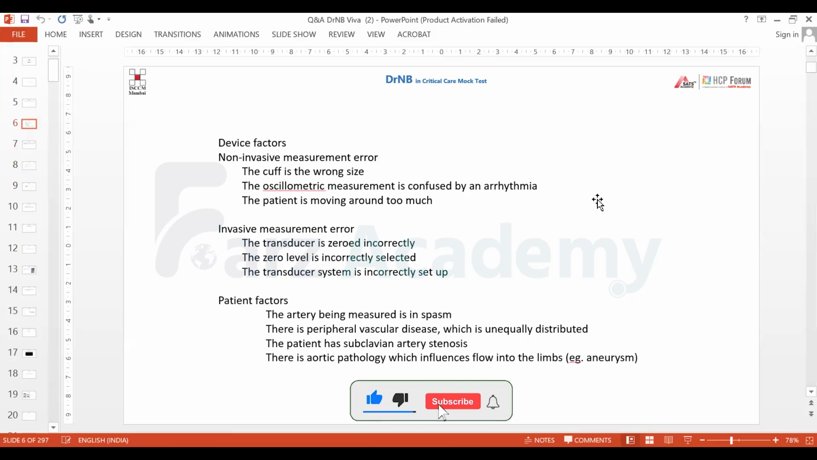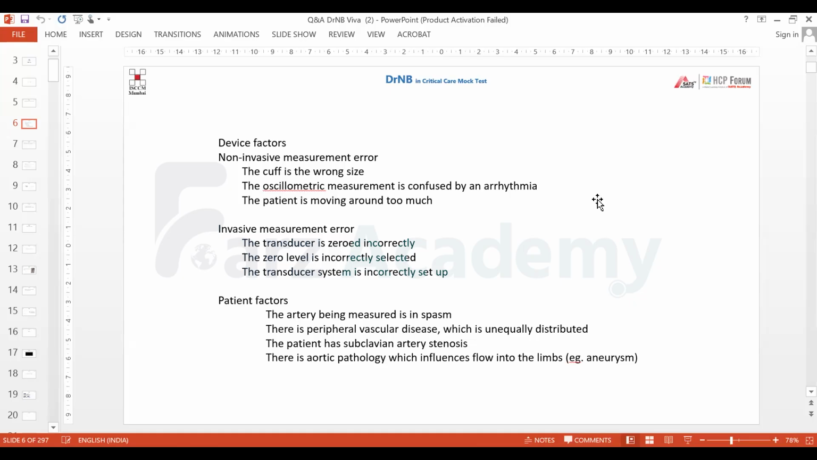So you will have to find out what are the factors which may have contributed to the difference between the blood pressure recorded in two limbs. So if it is non-invasive blood pressure, you will have a cuff which is applied, which may be of the wrong size, because the blood pressure measured non-invasively is based on the oscillometric principle. So if there is any arrhythmia, you may have a difference in the blood pressure readings. And if the patient is moving too much, in that scenario also you may have a difference between the blood pressures of two limbs.